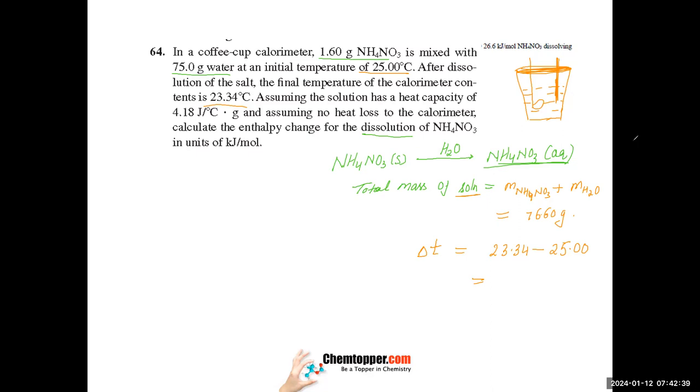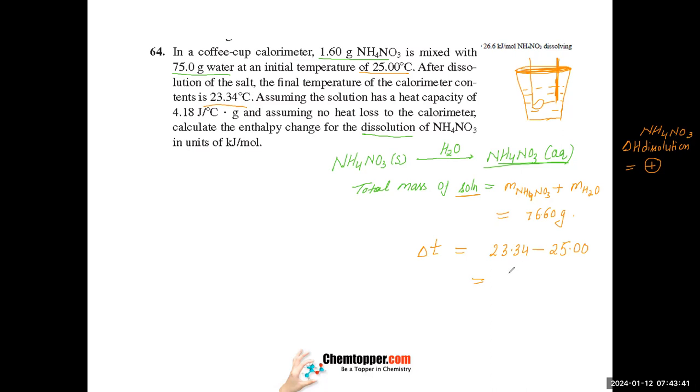It means delta H of dissolution is endothermic, positive. Water is the surroundings, ammonium nitrate is the system, and ammonium nitrate is getting dissolved. We want to know delta H of dissolution for ammonium nitrate, that is the system. Water temperature is going down. It means heat is taken away from water in dissolving ammonium nitrate. So delta H dissolution of ammonium nitrate is endothermic. Is it okay? So this solution making is endothermic.